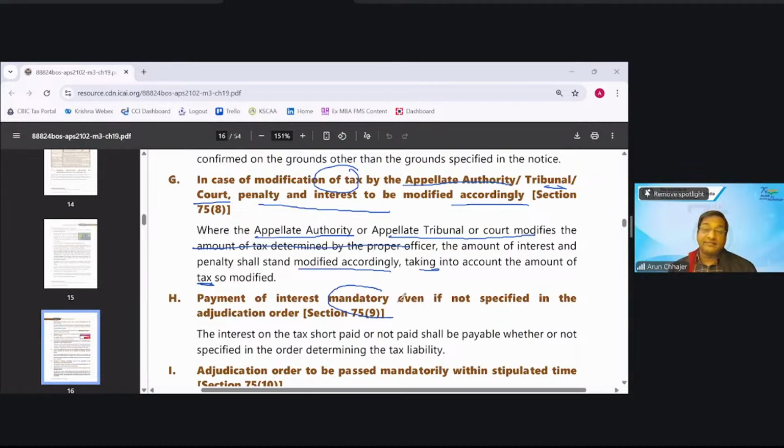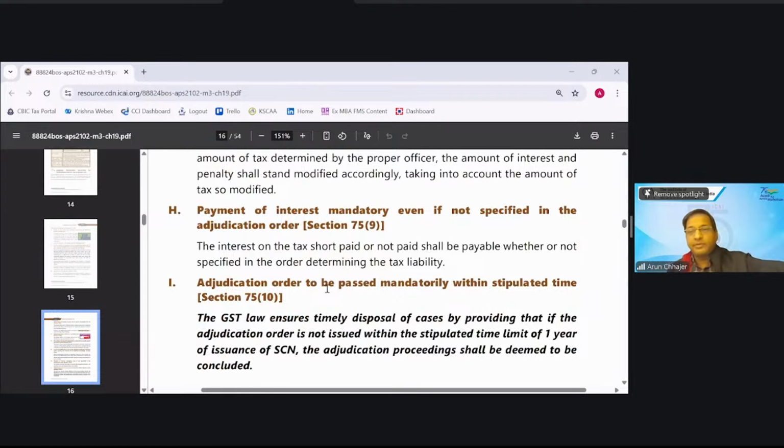Yes, this is very interesting. Sometimes they give the order only for the tax component. They are not giving the order for interest. They are not mentioning the penalty. Now the position is that penalty is mandatory, and even if interest is not specified, interest is payable. Interest on the tax short paid, not paid, etc. shall be payable whether or not specified in the order. It means you cannot argue that because interest is not mentioned in the order, I will not pay the interest.